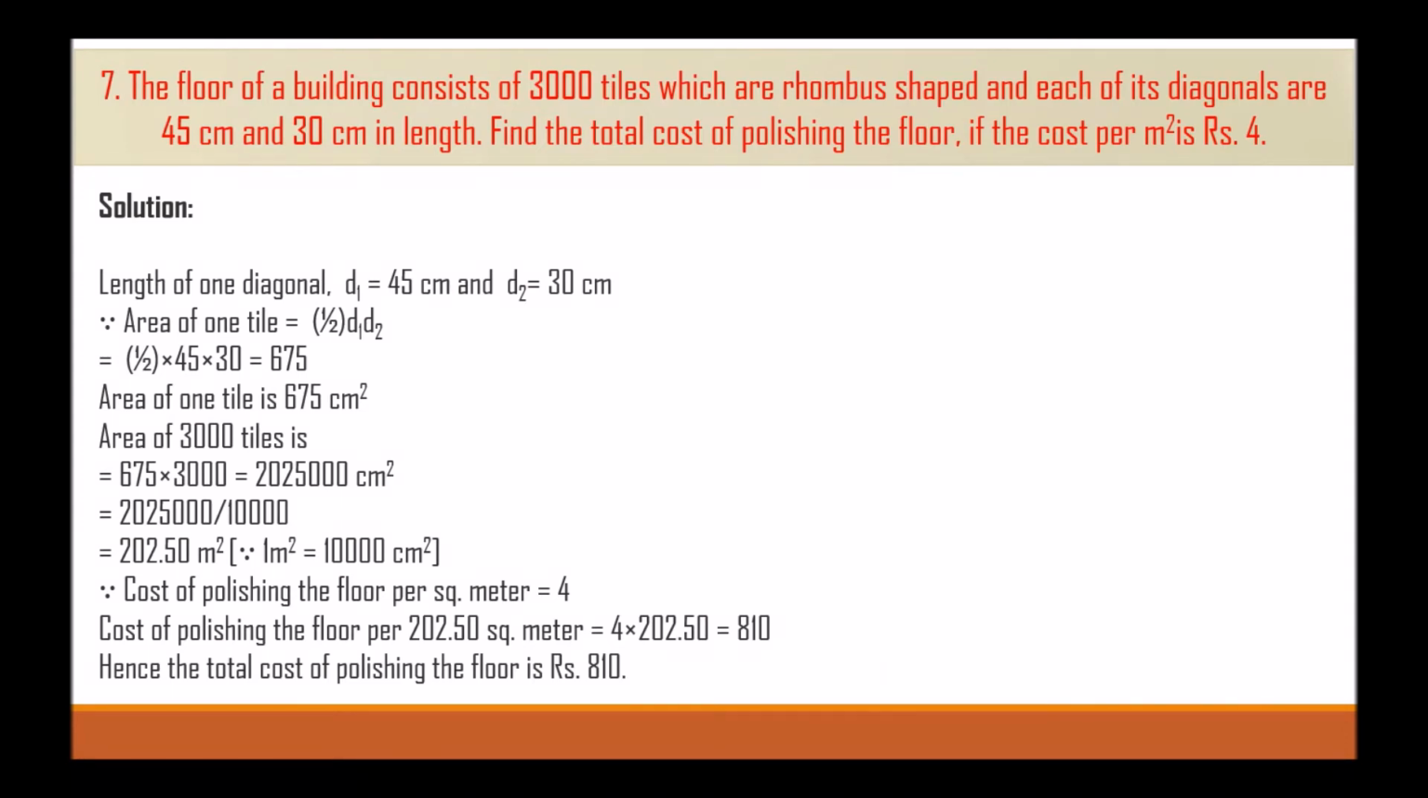Cost of polishing the floor per square meter equals 4. So cost of polishing the floor per 202.50 square meter equals 4 into 202.50. So we will get 810. So cost of polishing the floor is rupees 810.